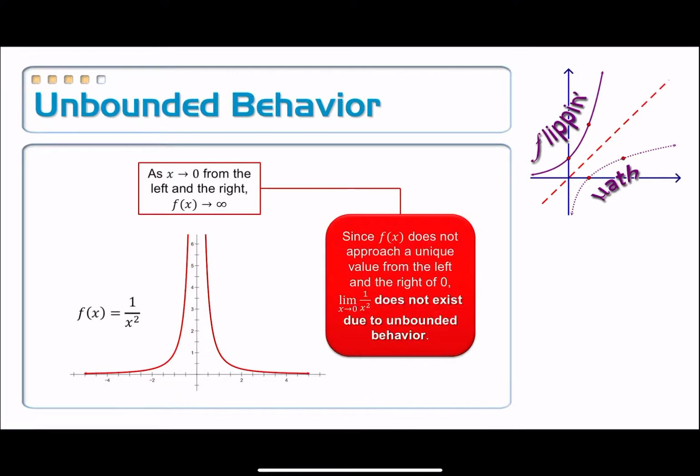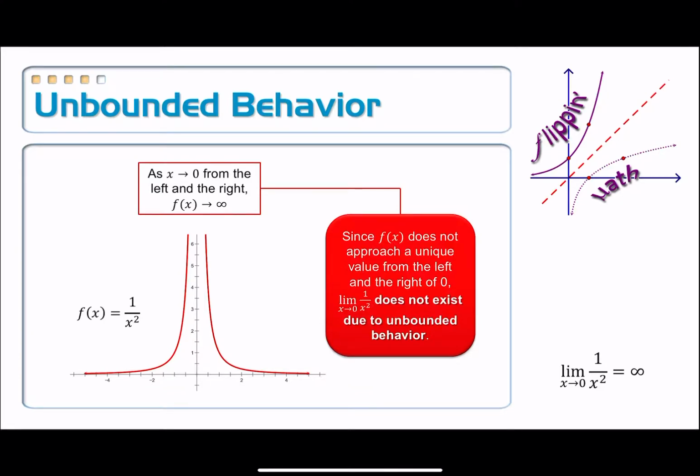Since f of x does not approach a unique value from the left and the right of 0, we're going to say that the limit as x approaches 0 of 1 over x squared does not exist due to unbounded behavior. And we have some special notation for this one. We can say that this limit equals infinity. That's a very strange thing to say, but it's a notation that the implication is that this limit does not exist due to unbounded behavior.